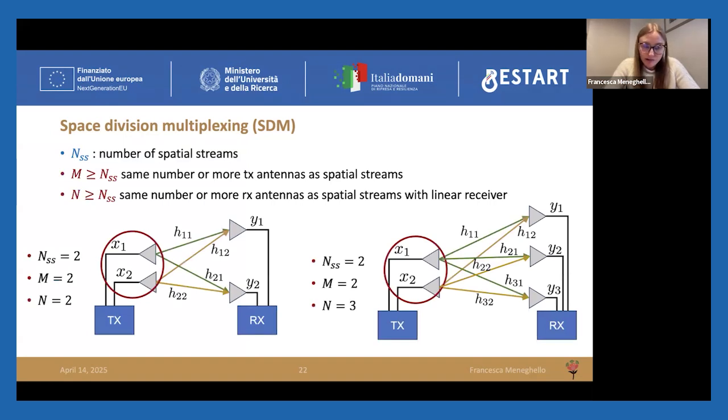Here, we have two examples where we have 2 antennas at the transmitter and 2 or 3 antennas at the receiver. Actually, in both cases, the maximum number of spatial streams that we can transmit is 2, because the number of spatial streams that we can transmit is limited by the smaller of the number of transmitter antennas and the number of receiver antennas. So here I want to stress that we are transmitting different streams, while for diversity we were transmitting the same stream through the different antennas.